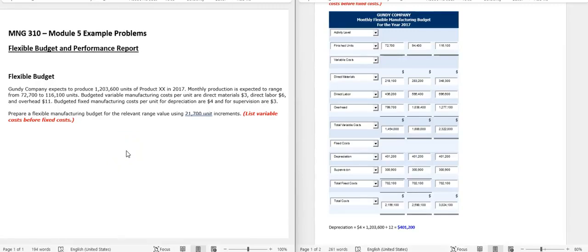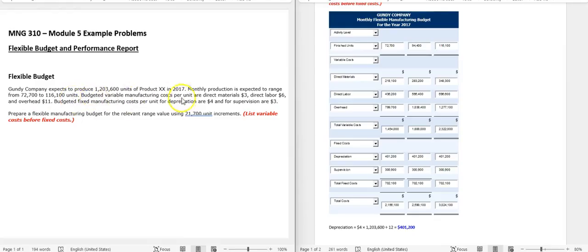Let's do a problem preparing a flexible budget. So the Gundy Company expects to produce 1,203,600 units of its product during the upcoming year. Monthly production is expected to range from 72,700 up to 116,100 units.